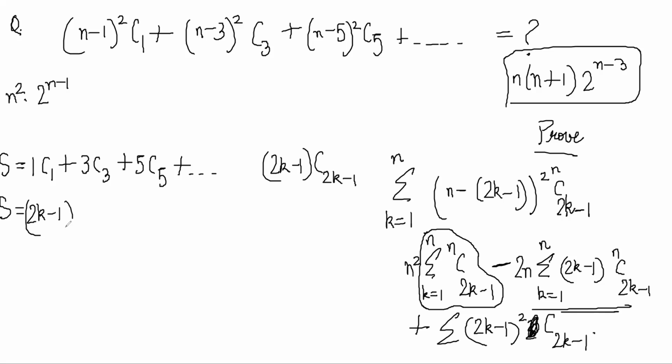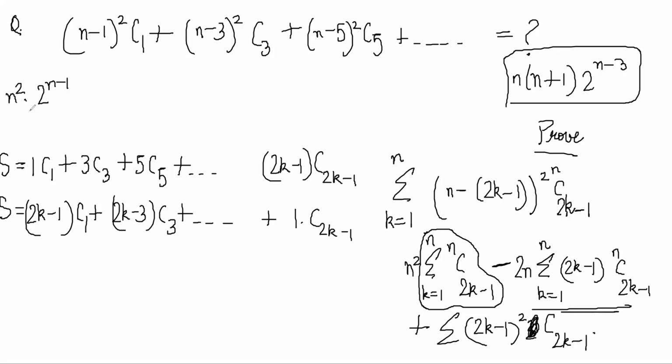2k minus 1 C1, 2k minus 1 can be written as 1, and the previous one will be 2k minus 3 C3, right? And this will be 1 C 2k minus 1, right? Inverting will be correct, yeah.